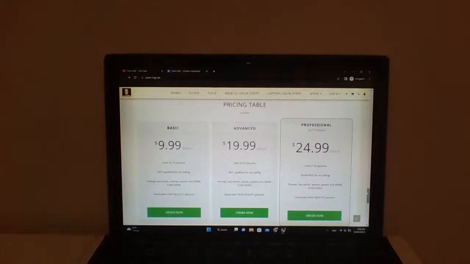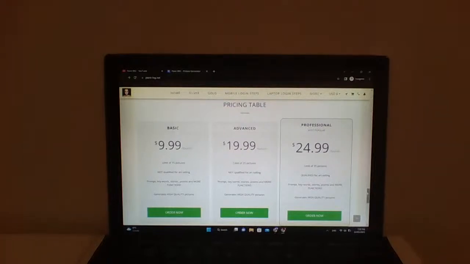I would like to take you and have a look at our advanced plan. The advanced plan is just $19.99. For the advanced plan, we offer a limit of 25 pictures. Unfortunately, you're not qualified for art selling, which means that you can't sell your artworks in our online art selling store. However, if you just pay $4.99 more a month, then you are qualified for art selling if you purchase our professional plan. The price difference between the advanced and professional plan is very little. It's just $4.99. But the services are quite different. The professional plan offers a greater variety of services. That's why we highly recommend the professional plan, because it is our most popular plan.